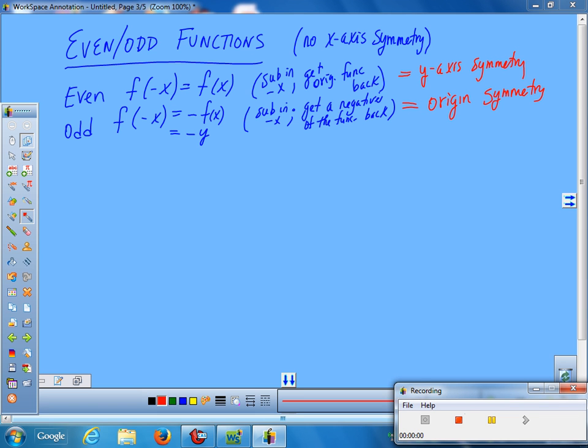All right. So, examples of even and odd functions. If I was to give you this function, and I'm going to ask you, is it even, odd, or neither? Because lots of them are neither. Lots of them are neither even or odd.